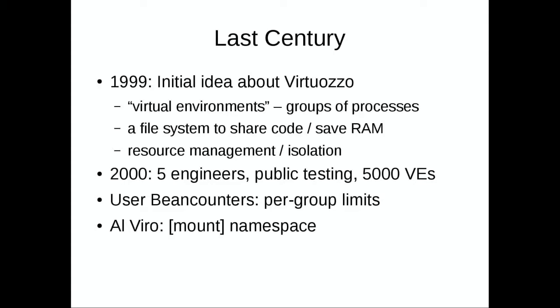And in 2000, we had like 5 engineers working on that, and we made initial public testing of our technology by putting up a couple of servers. One was running those virtual environments, the other was running a web front end for those. And we got 5,000 of those VEs on that server at the time. And initial testing revealed that we have a really huge problem with resource isolation. So people were running bots, fork bombs, and whatnot, and we had to handle it somehow.